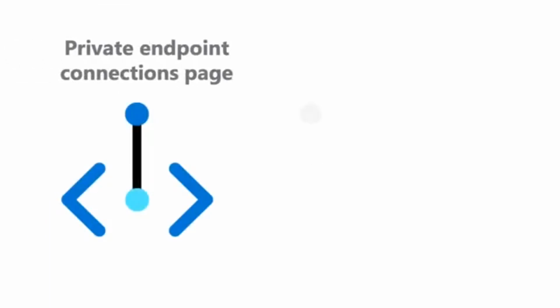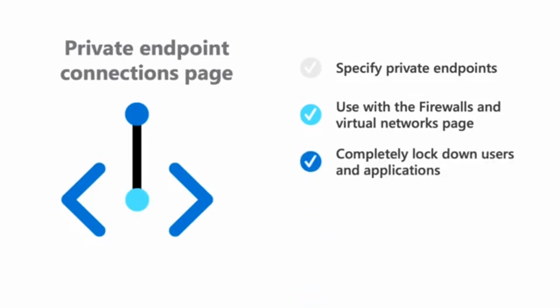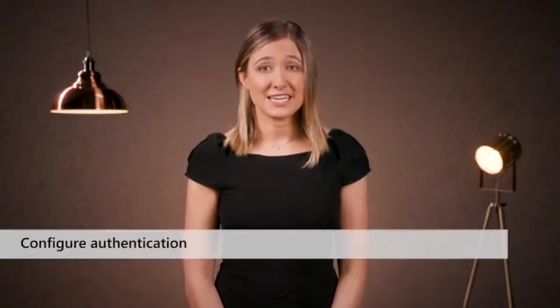The Private Endpoint Connections page for a service allows you to specify which private endpoints, if any, are permitted access to your service. You can use the settings on this page together with the Firewalls and Virtual Networks page to completely lock down users and applications from accessing public endpoints to connect to your Azure SQL database account. Let's talk about how you can configure authentication now.